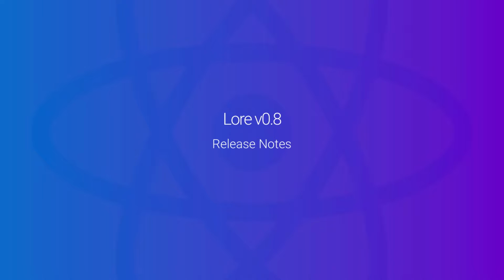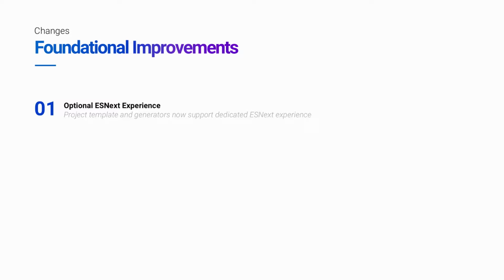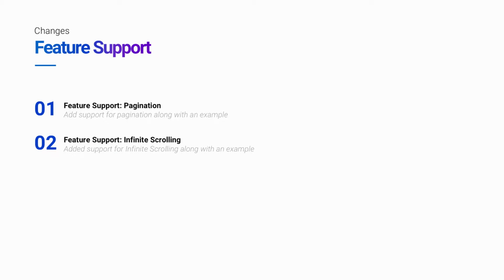This video covers the release notes for Lore version 0.8. This release focused on adding support for a dedicated ESNext experience for anyone who really likes to develop with the most future-forward features. Supporting ESNext style decorators that use the @ symbol also required refactoring the interface for lore.connect, though this was a small change.